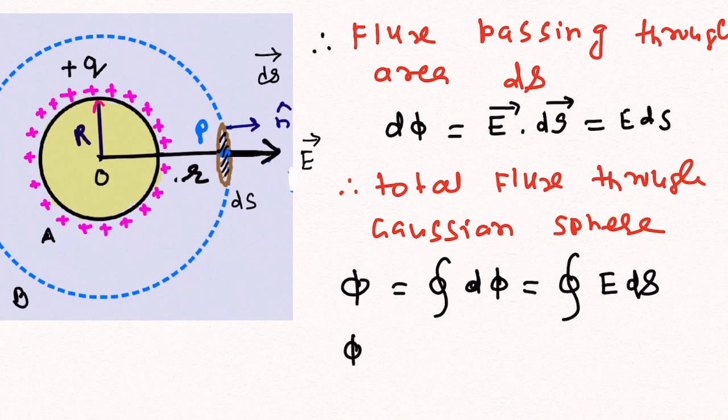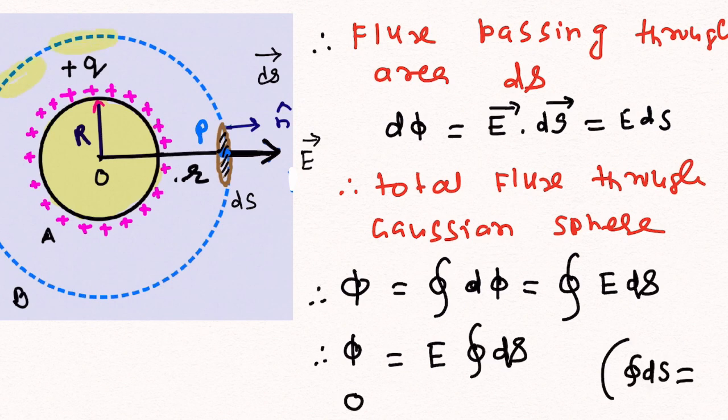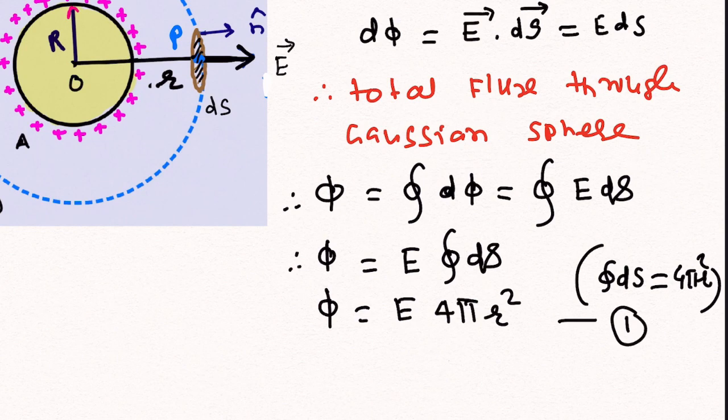But again, E is constant on the surface of the sphere, because the distance from the center is the same. Therefore, E comes outside the integration of ds. Summation of these small elements on the surface represents the area of the sphere, that is, the area of the Gaussian surface, 4 pi r square. Therefore, phi equal to E into 4 pi r square. Equation number 1.